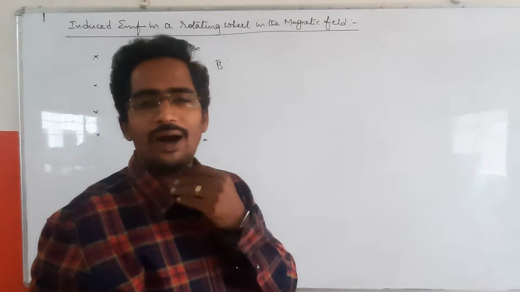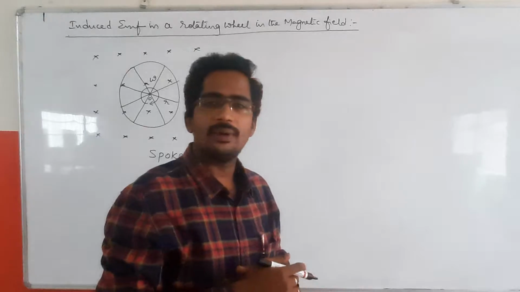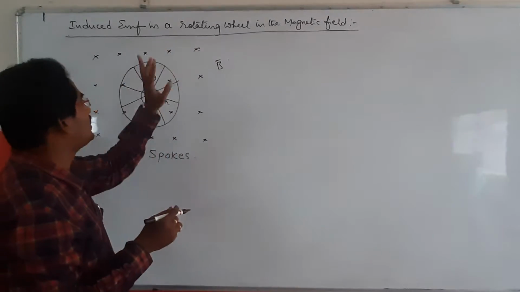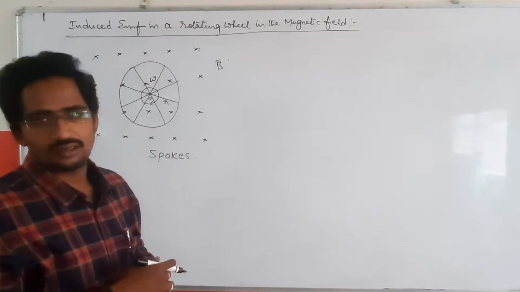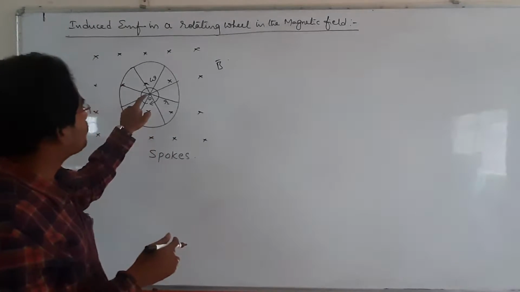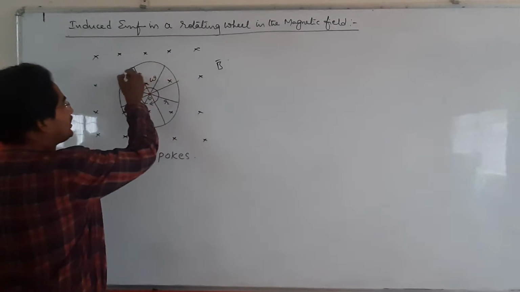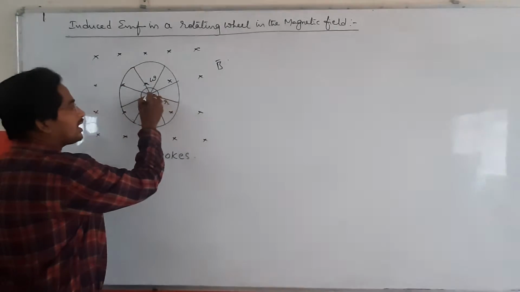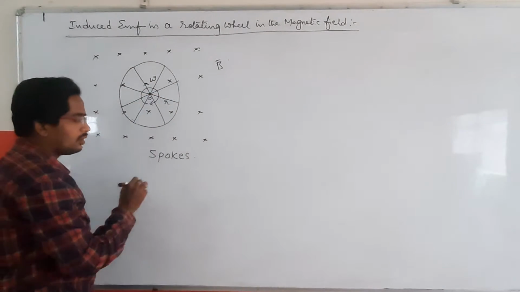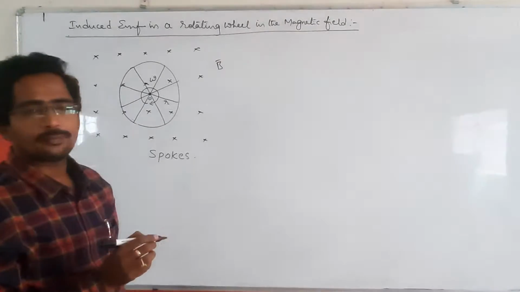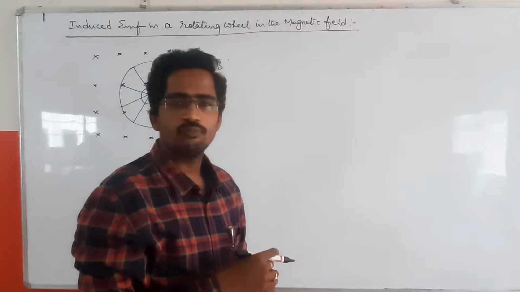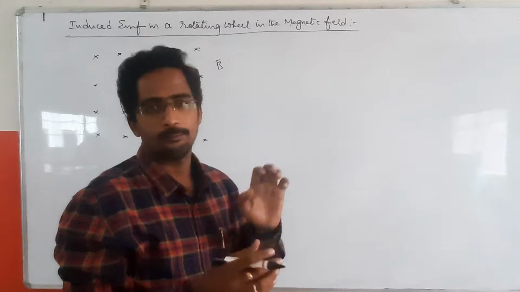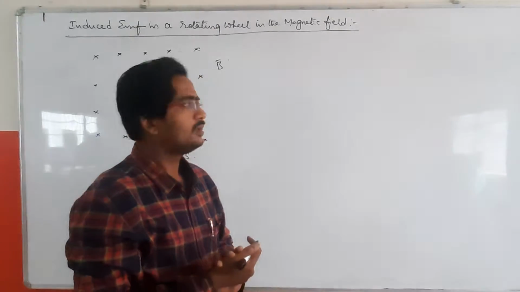While it is rotating, what is the induced EMF in that wheel across the central point and a ring? This is called a ring, and this is the center of the wheel. So here we want to find the potential difference between the center and a ring.